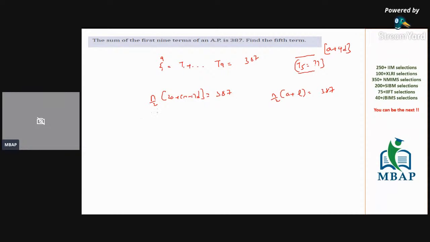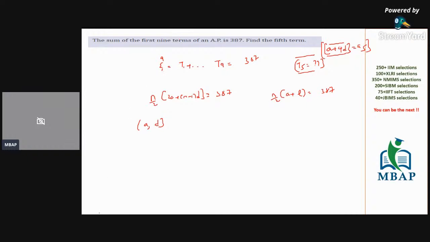Clear? So how would you like to solve the question? I would want the value of a and the value of d, only then you'll be able to find the value of a plus 4d, which is a5. If nothing is available, how would you like to solve the question? I do not know a, I do not know d. How would you like to solve the question then?